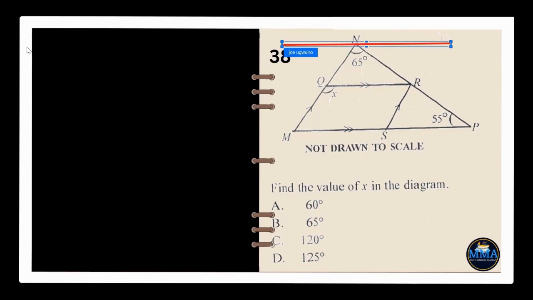Now I have that line also parallel to the other two given. But let me mark it. This is also having this, just like we have it here, we have it here. Now, look at this. That means if this is 55, I'm going to have this as 55 also, alternate angles.